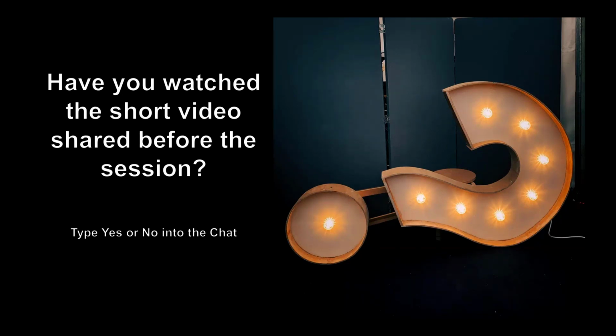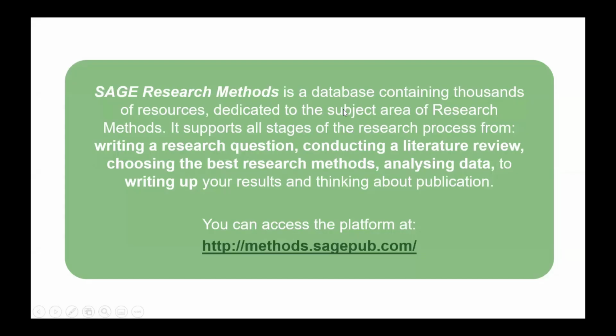But I think that just gives a really good overview of what SAGE Research Methods offers and hopefully set some good foundations for our session today. Okay, so thank you for sharing all of that information. Let's start talking a little bit about SAGE Research Methods. So this is a library database. It's accessible via your library's electronic database catalogue, your A to Z catalogue. And like I said, we're going to take a look later at how you can access that.